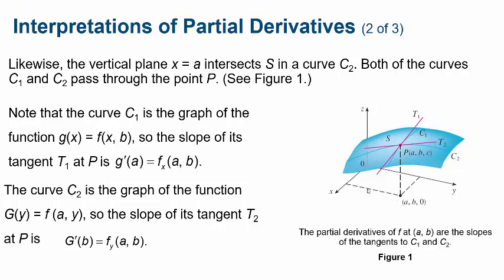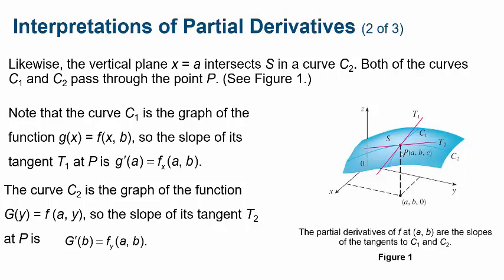Likewise, if we look at the vertical plane x is equal to a, just holding that plane constant, where that intersects this surface is this curve C2. And notice that both of these curves, C1 and C2, pass through the point P. They're different curves, because you're intersecting the surface differently, but they both intersect at that point a, b, c.